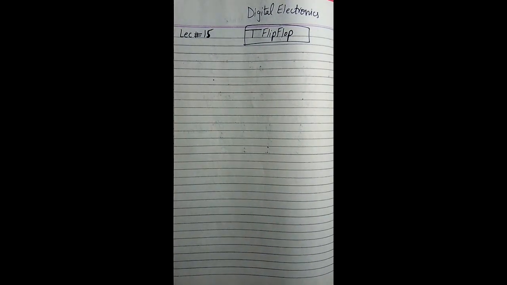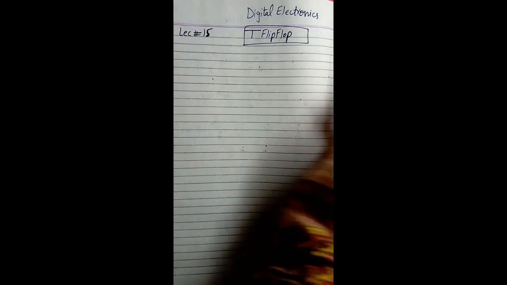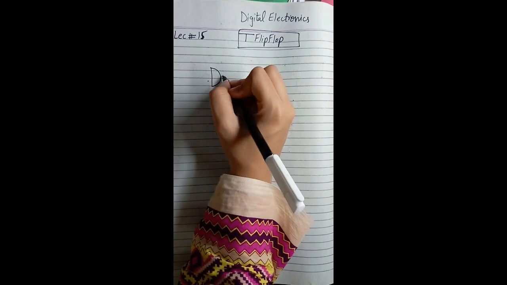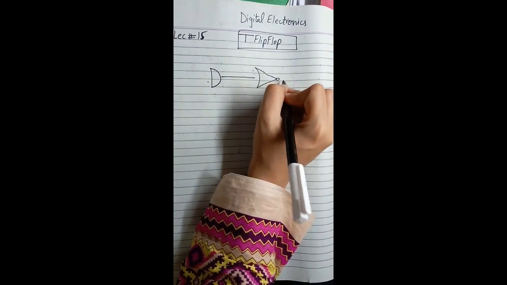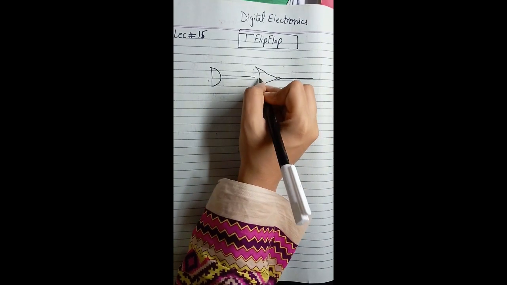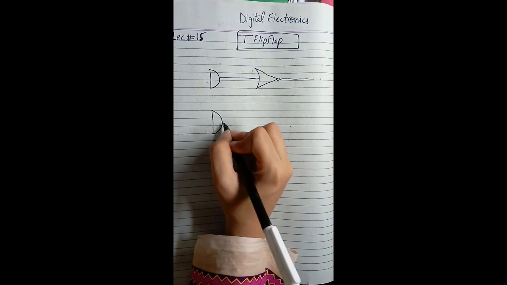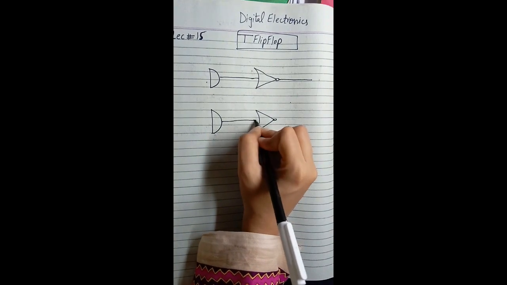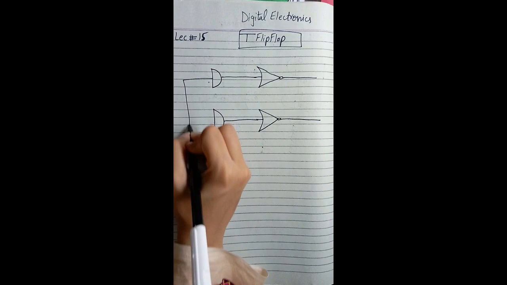This is our 15th lecture of our course Digital Electronics. In this lecture, we will study the T flip-flop. For this, we will start from the AND gate, which is connected with the NOR gate, and we will have the output. We will repeat it again. AND gate connected with the NOR gate and the output. Here we have the T input.